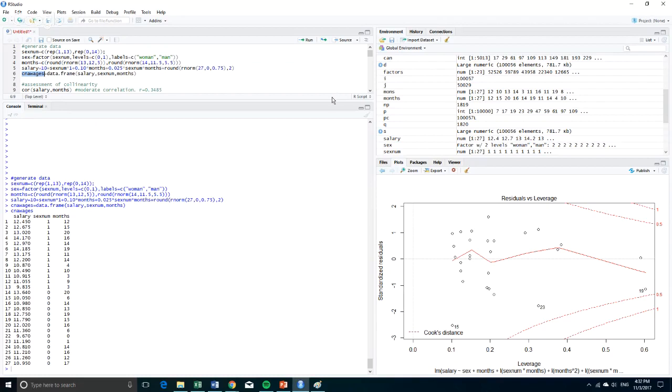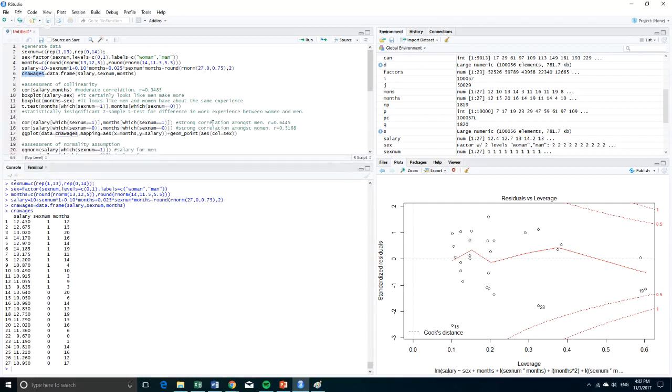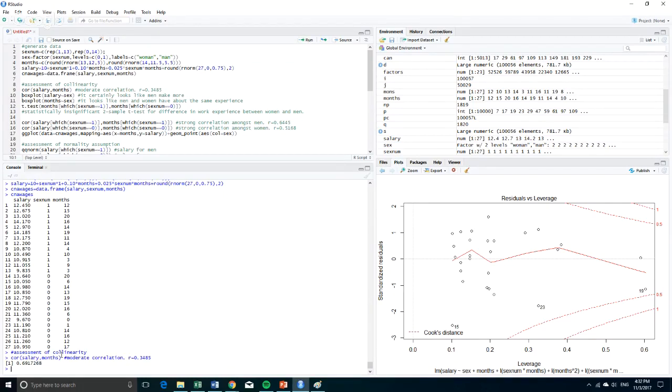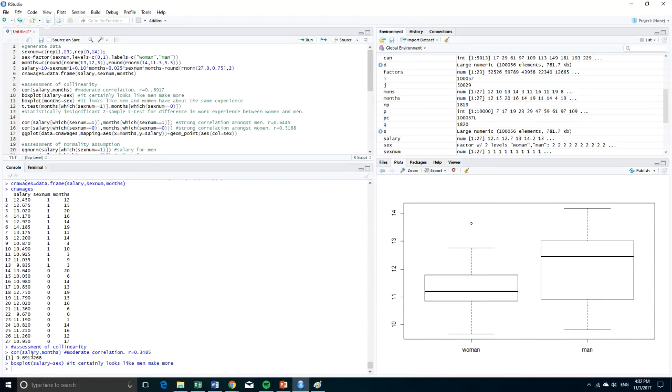And we think that we want to do a multiple linear regression, but before that, let's do some exploratory data analysis. So the first thing is, let's see if salary and months are correlated to each other. And indeed they are. They're quite strongly correlated to each other, 0.6917. So that's quite strong. I think the number of months that people are working is probably a strong predictor of salary. What about salary by sex?